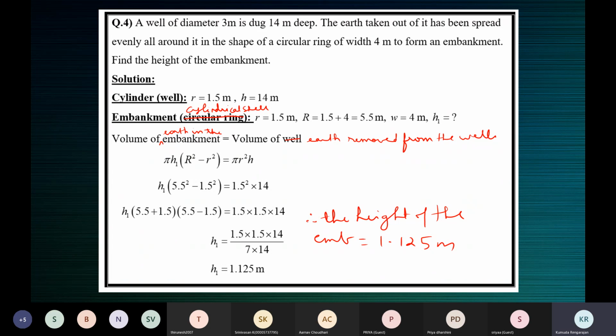Yes, Arnav. H1 is equal to 1.5 into 1.5 into 14 divided by 7 into 4 should come, no ma'am, because 5.5 minus 1.5 is 4. Here, no denominator. Let me just check. Oh, yeah, that's a mistake there. Yeah, 5.5 minus 1.5 is 4, and 5.5 plus 1.5 is 7. Class, you blindly copied. Yes, thank you, Arnav. You're right.